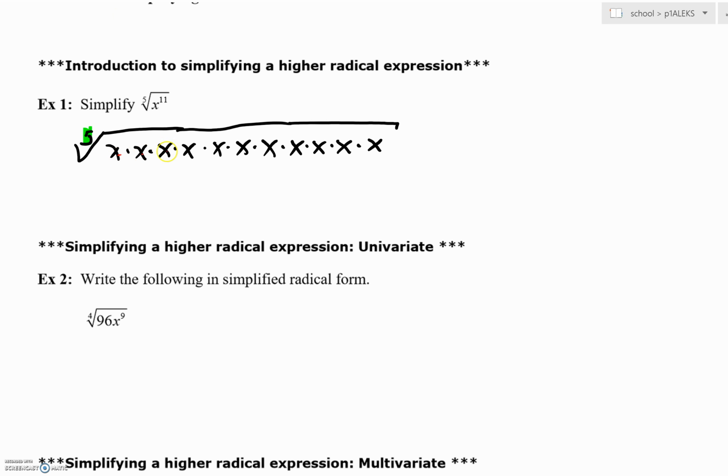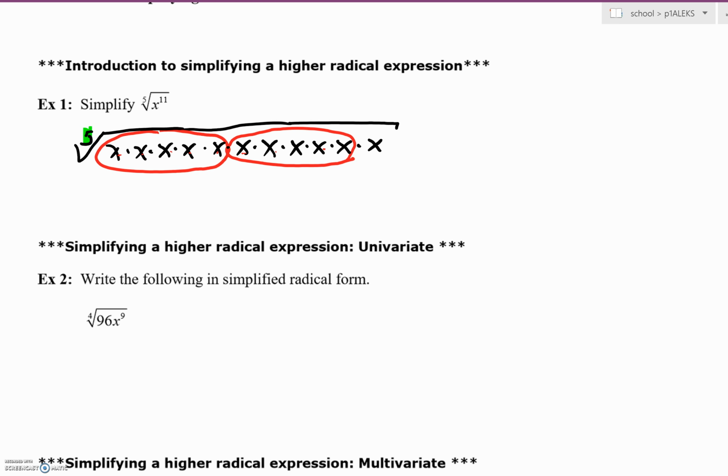So you count 1, 2, 3, 4, 5, and you can circle it. You go 1, 2, 3, 4, 5, and you circle it. Whatever you circle, that's what you can take out. So whenever you've got 5 of the same thing, you can pull one of those out. So how many x's are going to come out? My question is, how many circles do I have? 2. So you could see very quickly that you'd get x squared.